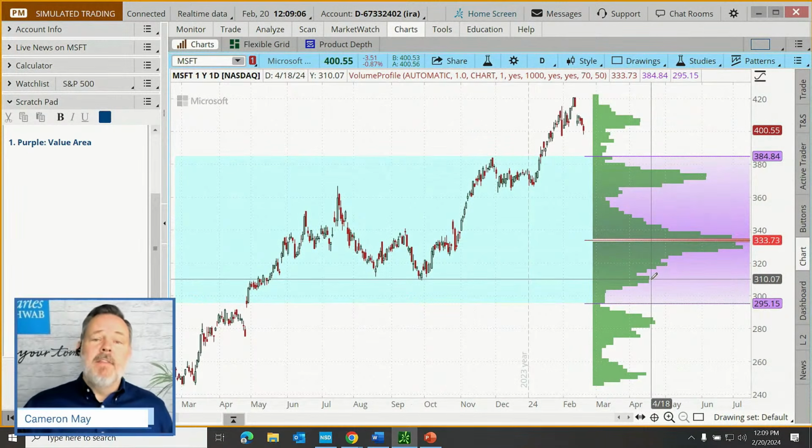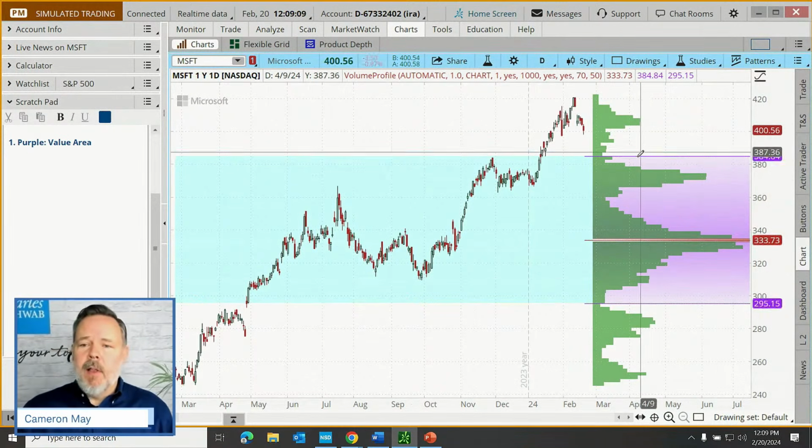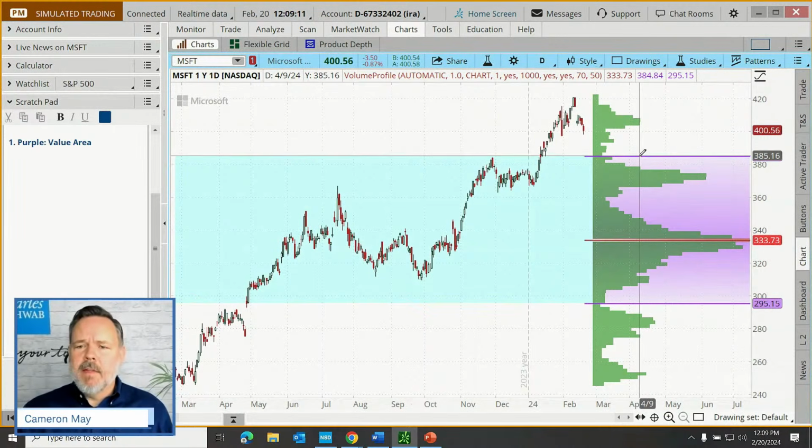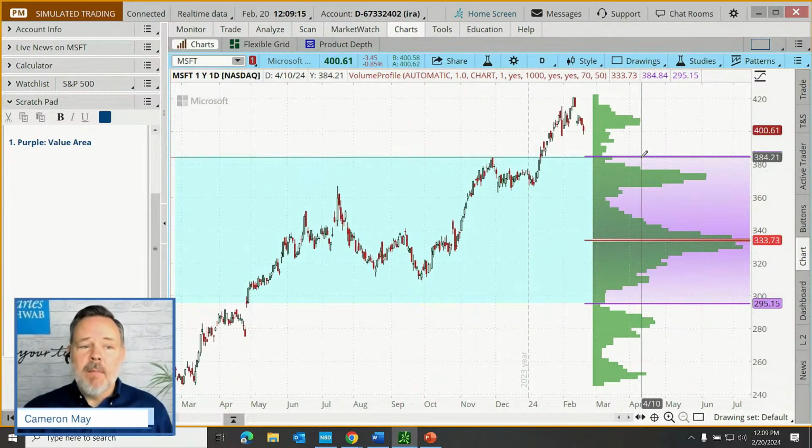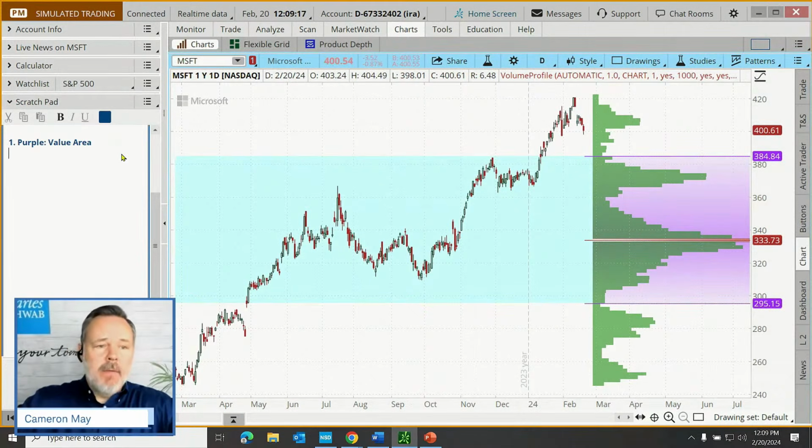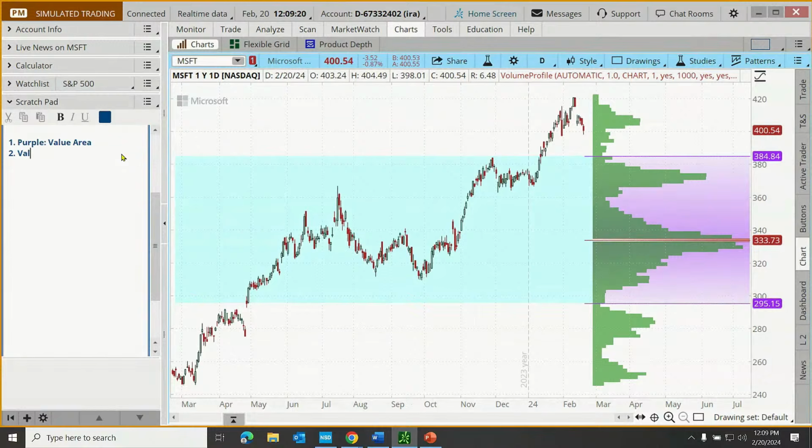Okay, so now we'll also note that it has, and to some technicians this can be quite important, the value area high, sometimes abbreviated to VAH. So we have the value area high.